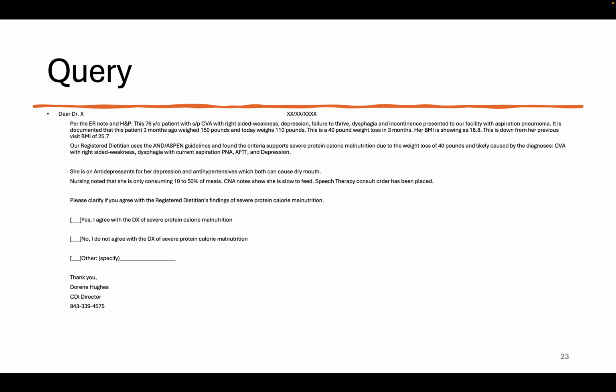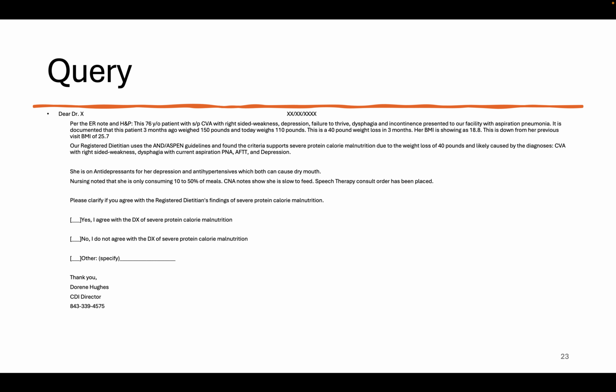Our registered dietitian uses the ASPEN guidelines and found the criteria support severe protein calorie malnutrition due to the weight loss of 40 pounds and likely caused by the diagnoses CVA with right-sided weakness, dysphagia, and current aspiration pneumonia, acute adult failure to thrive, and depression. She is on antidepressants for her depression and antihypertensive, which both can cause dry mouth. Nursing noted that she is only consuming 10 to 50% of meals. The CNA notes that she is slow to feed. Speech therapy consult was ordered and has been placed.